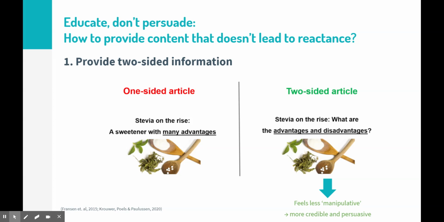Now, when we provided the two-sided article, people felt much less manipulated and they subsequently were more open towards the message. They considered it to be more credible and persuasive. So, providing two-sided information can actually make your message more persuasive. Now, one important side note is that when you do this, it is important to not only provide all the counter arguments, but to also refute them, of course, if they are not true. And it is also important that the positive information still outweighs the negative information.